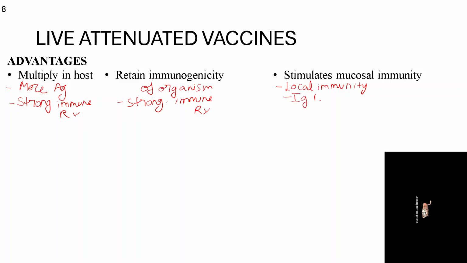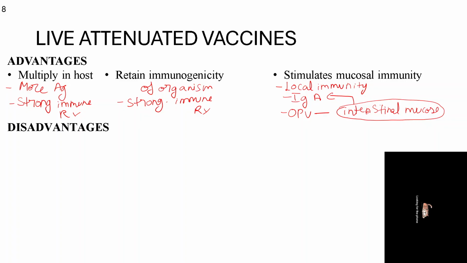Now, we'll see through an example how it can stimulate local immunity. For example, your oral polio virus. Now, you know, when your oral polio virus goes into the intestinal mucosa, it stimulates the production of IgA. So the IgA covers the intestinal mucosa and prevents the entry of polio virus locally. So it's a local immunity. Clear? Now let's see the disadvantages of a live attenuated vaccine.